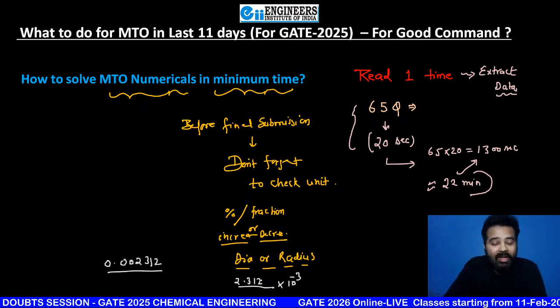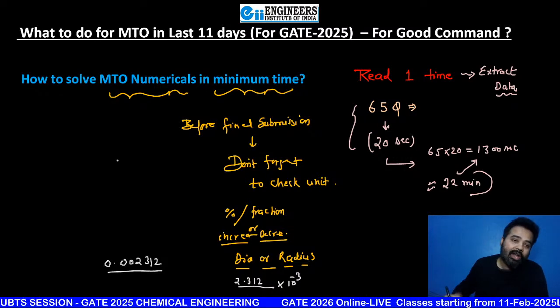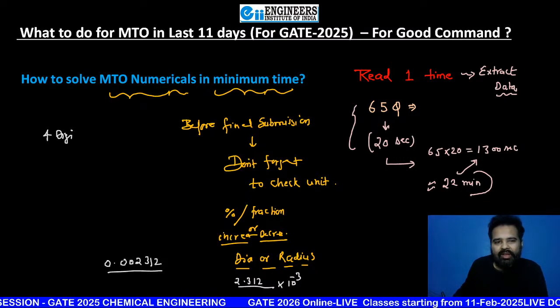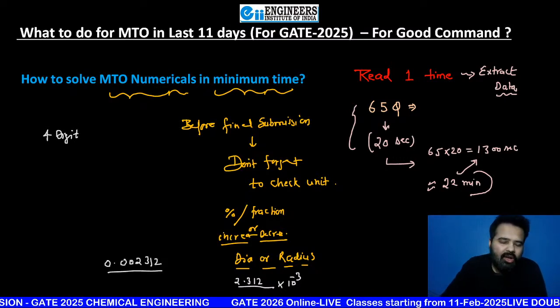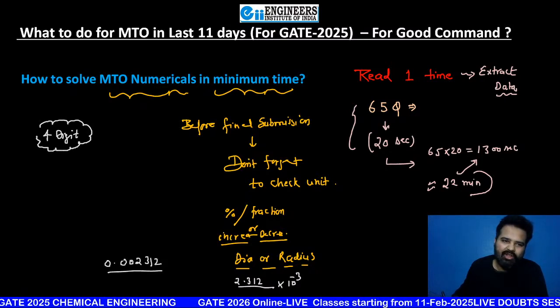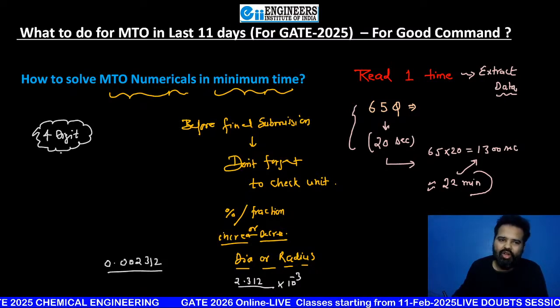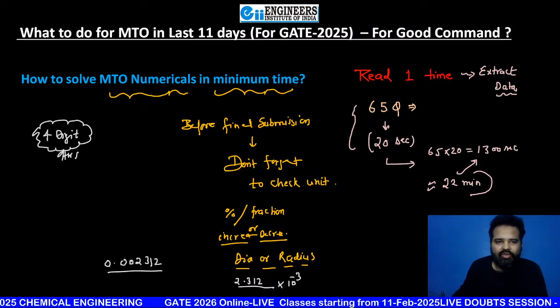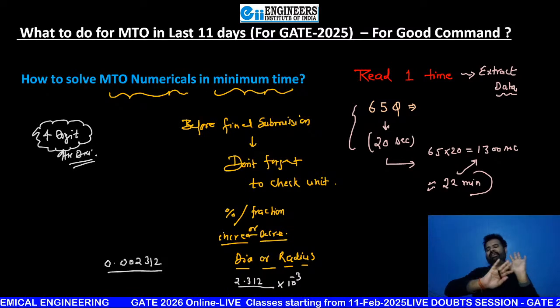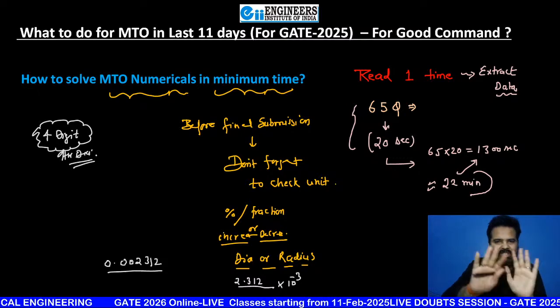And every time when you are solving numericals, beta, I suggest you take 4 digits. Actually, you may be in the range just by using 3 digits too, but for the safe side, please use at least 4 digits after decimal. Okay, so these are basic things that I told you. So these things are crystal clear.